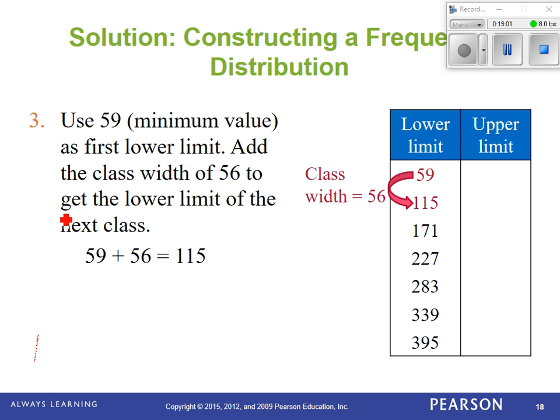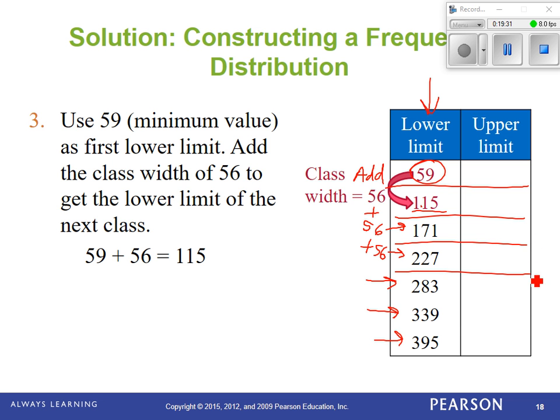Once we have that, the lowest number we had was 59. So in our lower limits, we put 59 in there, and then to find the next one, we just add 56 to that 59, and we get 115. Then we add another 56, and we get this number. Then we add another 56, and we get this number. And we just keep going down that way till we get 7 classes. 1, 2, 3, 4, 5, 6, and then the last one's 7.